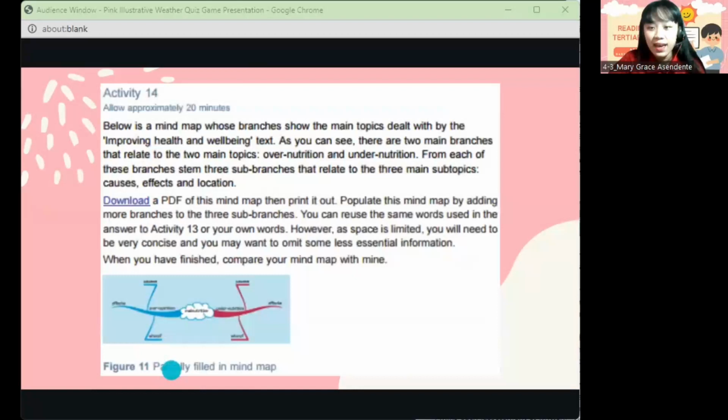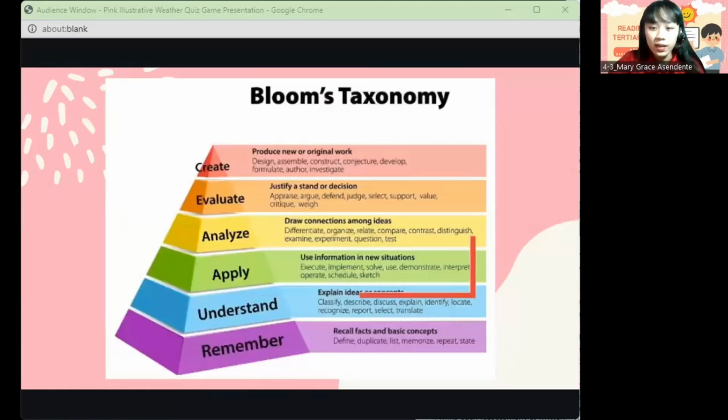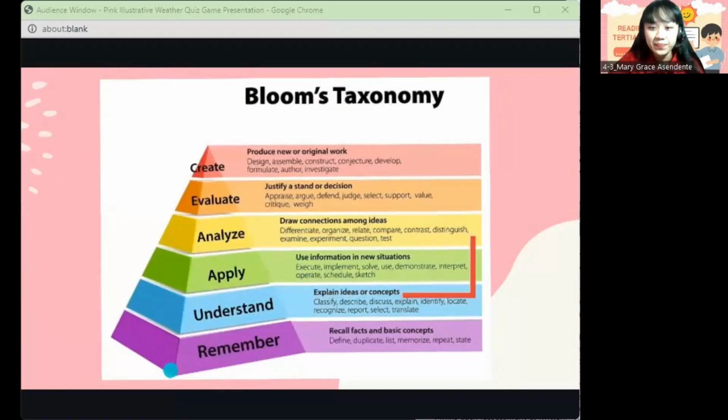And lastly, Activity 14 requires a student to create a mind map. This test aims to allow the students to apply what they have learned in a new situation. It also targets the third level of Bloom's taxonomy, which is apply.